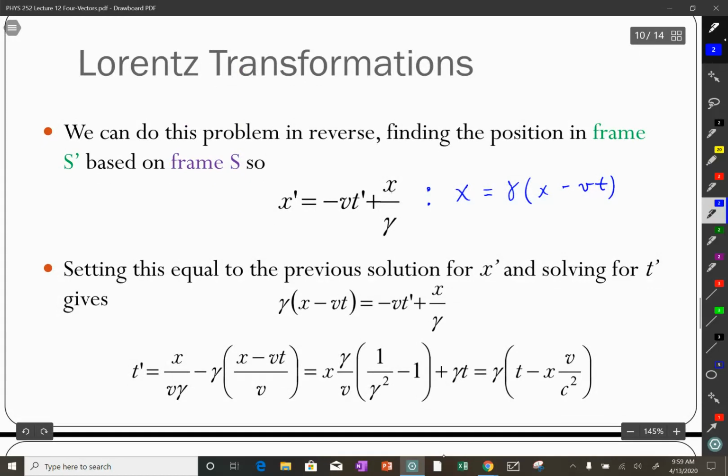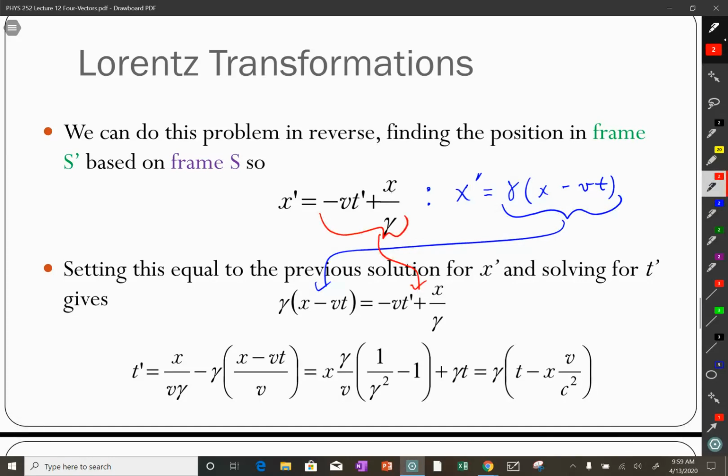So, of course, X prime should equal X prime, so we just set these equal to each other. So this here, there, and this here, there. And now we only have 1 prime in this. We have T prime. We already had an equation for X prime, so now I'm looking for T prime in terms of X and T. So I need to solve this for T prime, so I have to move this over here and move that over there.